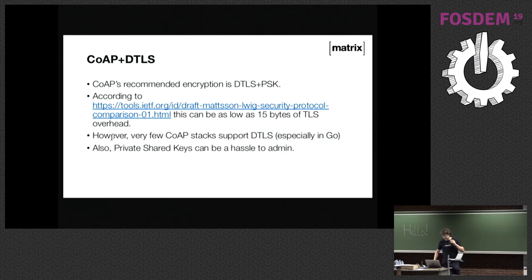So, interestingly, there's a comparison that some nice chap did across all the different dialects of TLS, which you can use with CoAP, and they reckon that the overhead per request can be as low as 15 or 16 bytes, which is pretty good. However, much as we were just hearing about with WebRTC, there are relatively few stacks out there that support DTLS, especially written in Go, and we were using Go to prototype this new low bandwidth stuff. And in fact, I think there are about three options out there.